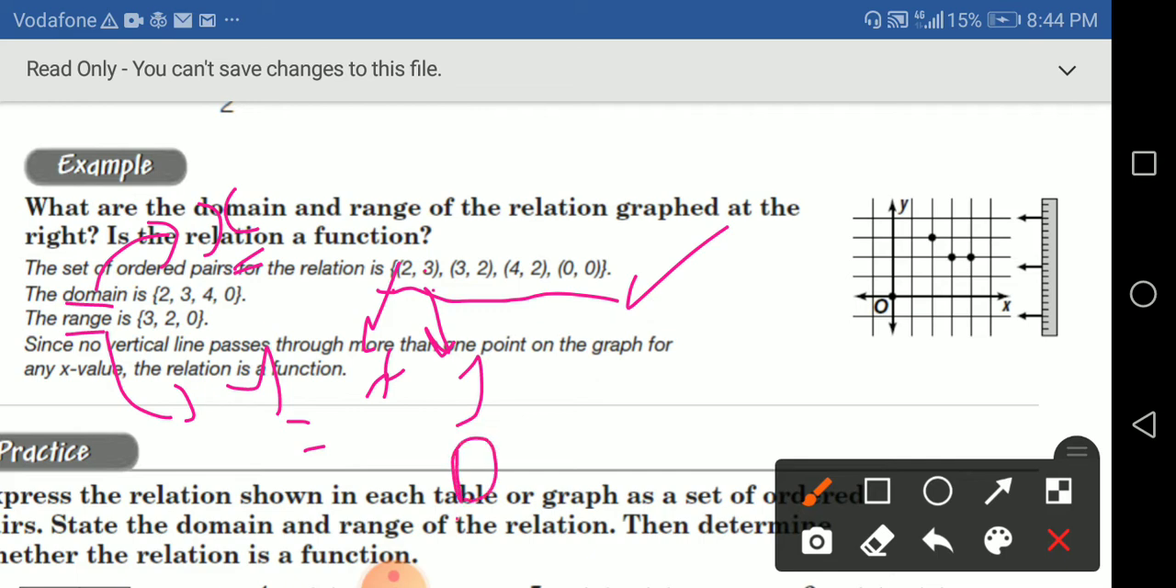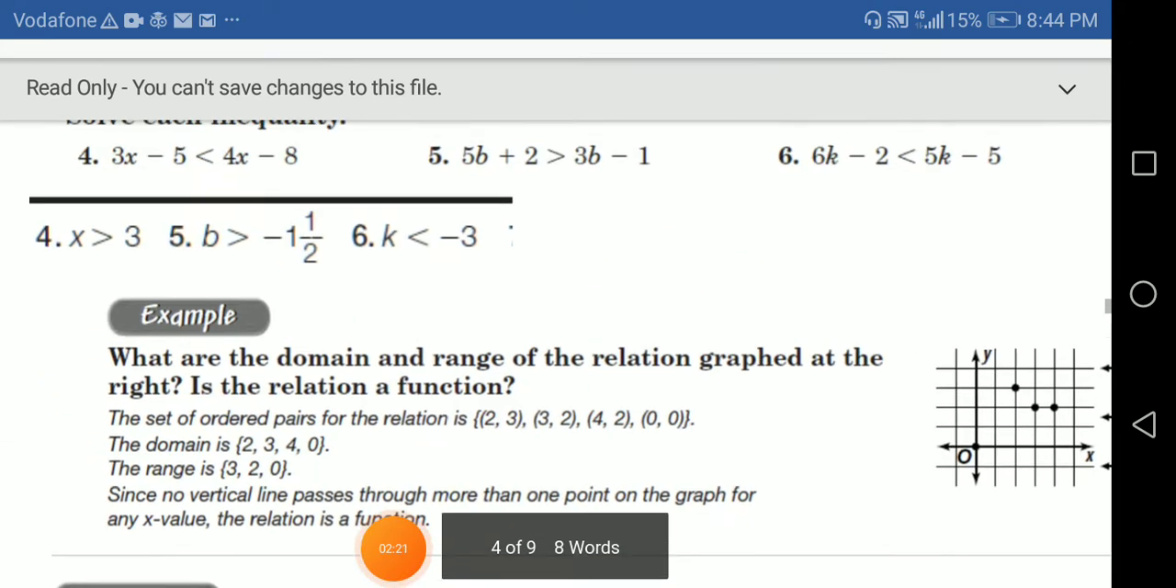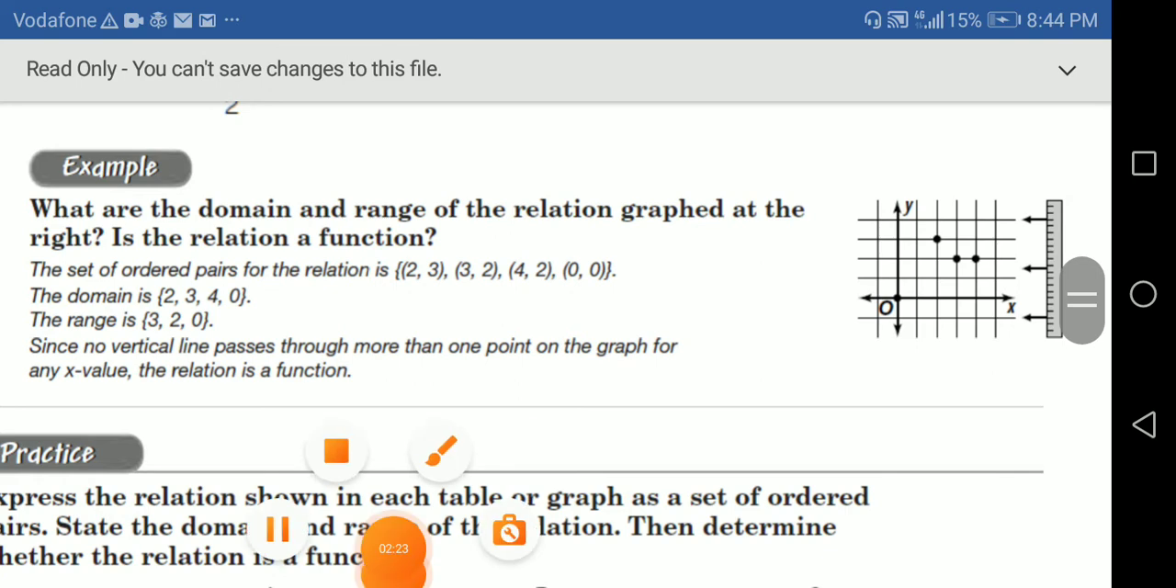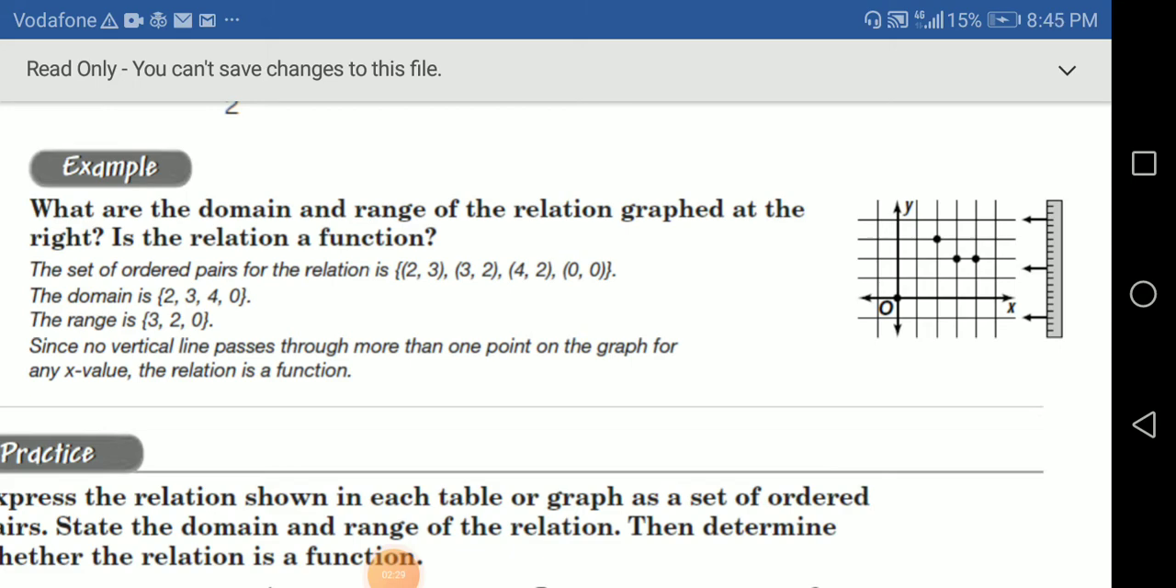What about the domain? I'm going to take all the x's: 2, 3, 4, and 0. What about the range? I'm going to take all the y's. Where are the y's? I have 3, 2, 2, 0. Miss, 2 is repeated, so I'm going to take just one 2. Okay, so I'm going to take 3, 2, and 0. Since we don't have any vertical line, this is called a function. Since we can't have a vertical line, this is called what? This is a function.